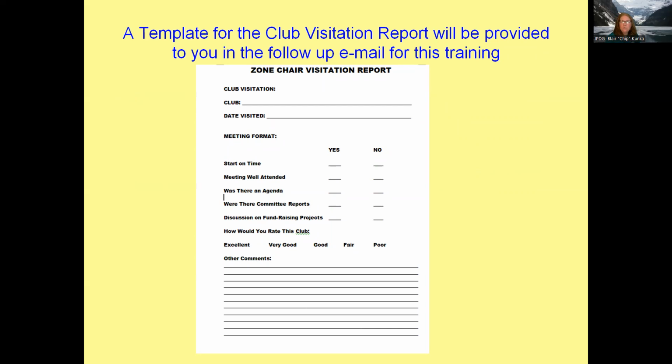Now, the club visitation report. This is the template that we're using in District 35I, the zone chair visitation report. Very simple. You have the club, the date visited, and some little checklists. Like, did they start on time? Was the meeting well attended? Was there an agenda? Are there committee reports? Have there been discussions of fundraising projects? And then how you rate the club.